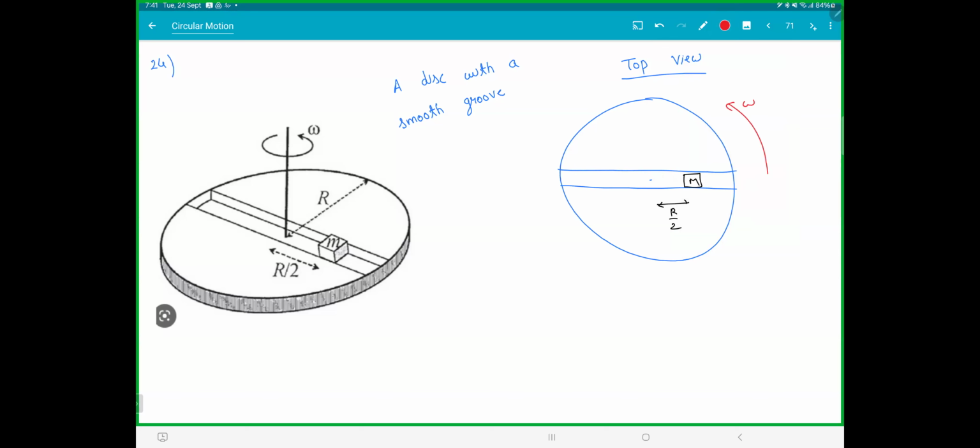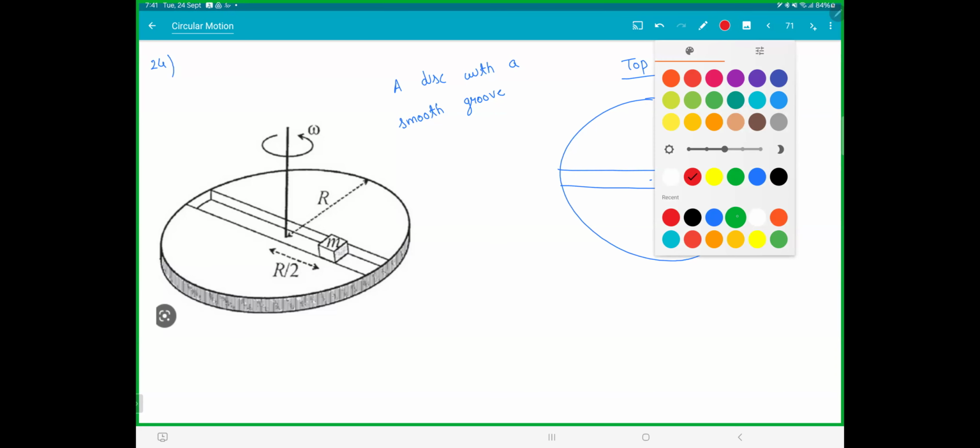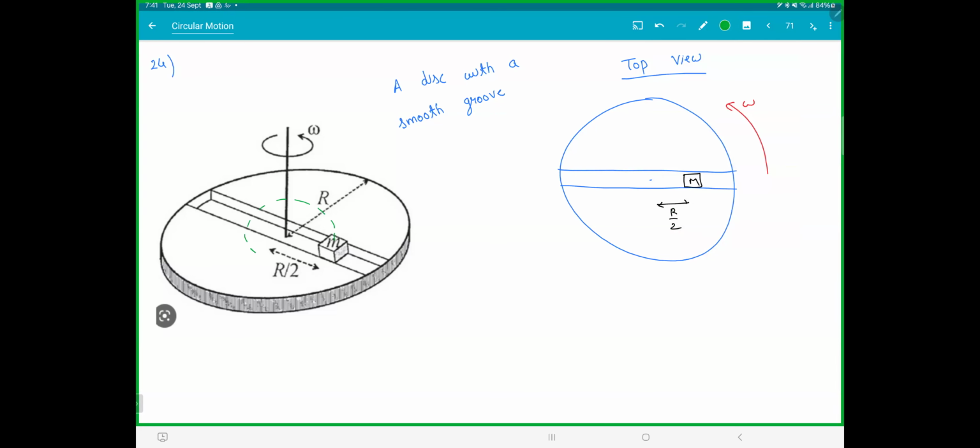Now once you rotate, what will happen? It won't stay there, right? It will just come out. So if you actually try to see the path, it will be something like this. It will start spiraling out. So the block spirals out. This will be the path of the block. See, it is going in a circle also, it is coming out also, isn't it? It is spiraling out, isn't it?